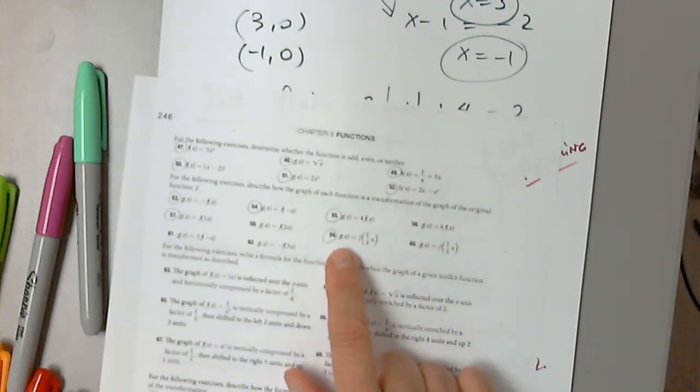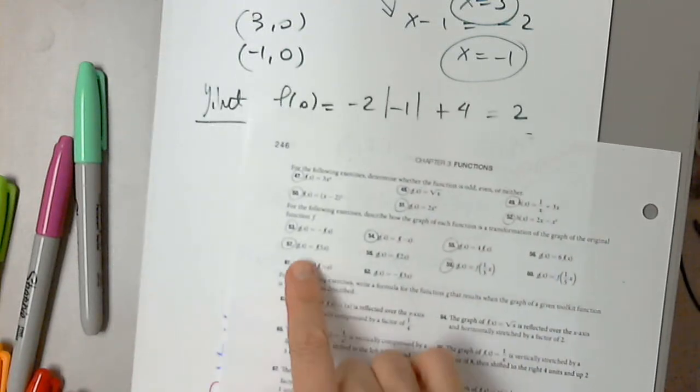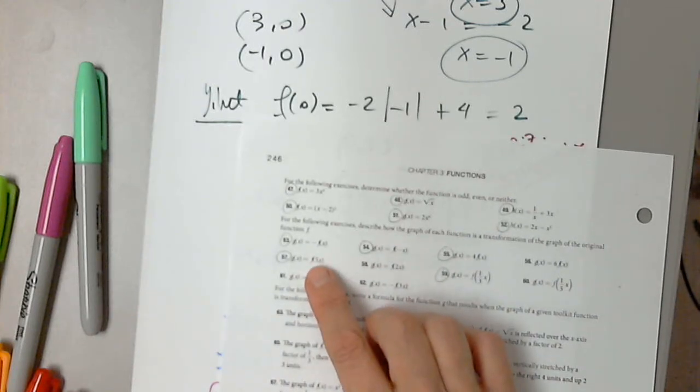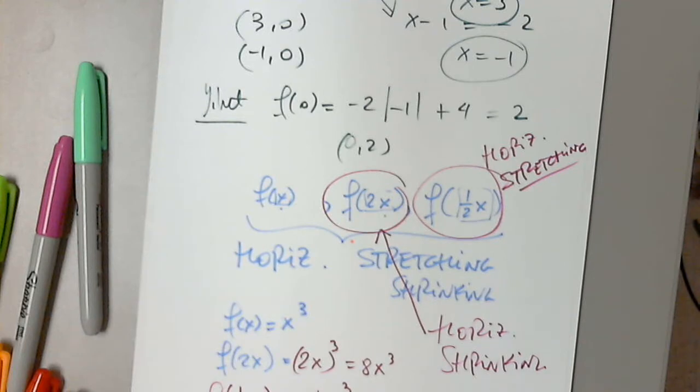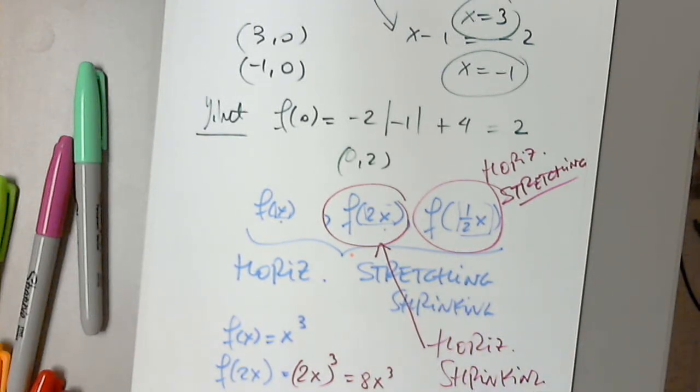What about this one, 59? Can anyone tell us anything about 59? Horizontal stretch by a factor of 3. Very good. What about 57? Horizontal shrinking by a factor of 1/5, because we're changing x. Exactly. We're changing x into 5x, exactly what we did here when we changed x into twice x. This was a horizontal shrinking of the graph. Okay.